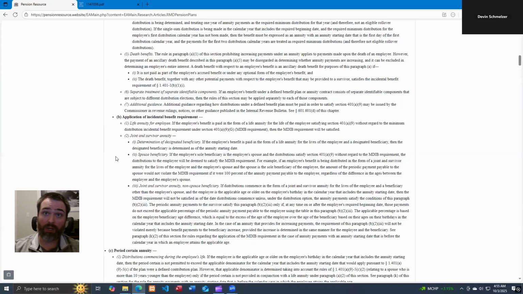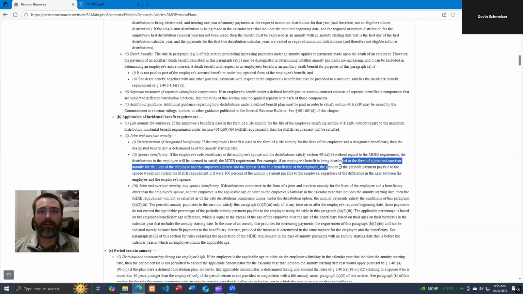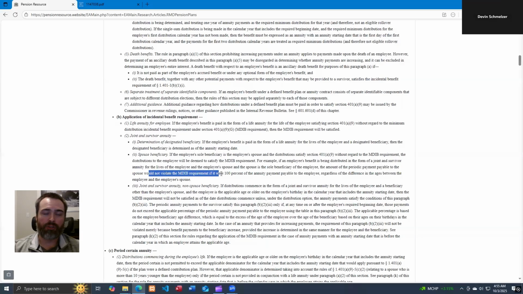But now let's go back to a common scenario where you have a participant and their beneficiary is their spouse. B2II says if the employee's sole beneficiary is the employee's spouse, then any distribution form of payment that satisfies 401(a)(9) without regard to these additional requirements is deemed to satisfy the incidental benefit requirement. So, for example, if you're taking a joint and survivor form of payment, you're fine. And your certain form of payment, you're fine there because you have a spouse and the participant form of payments.